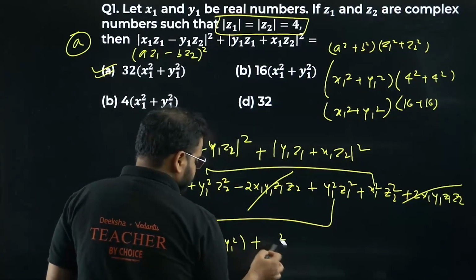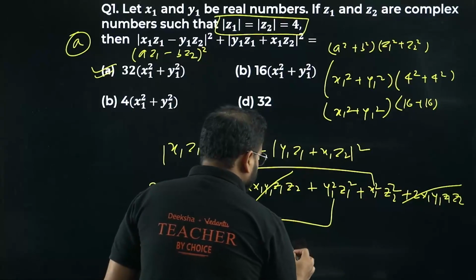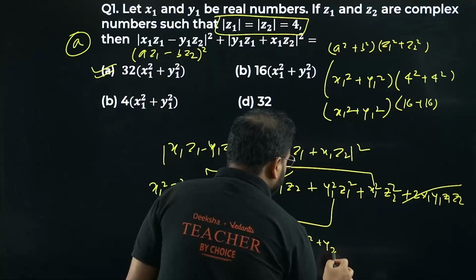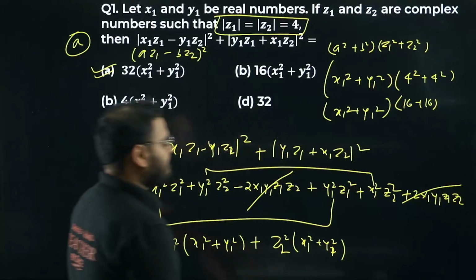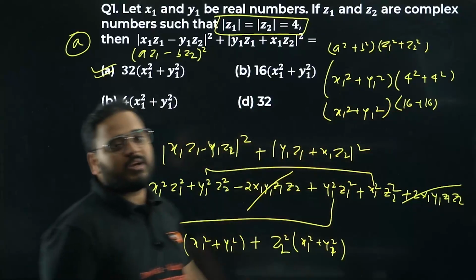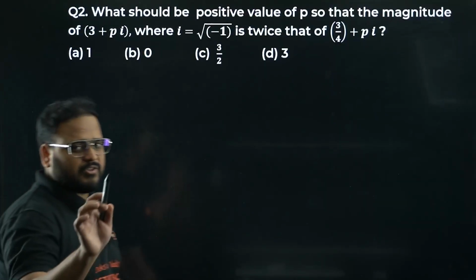It will become z2 square times of x1 square plus y1 square. Have a look. From here you can get the same result that I've written over here. Please check. The answer will be option A. Not confusing at all. Very simple question. Very, very simple.